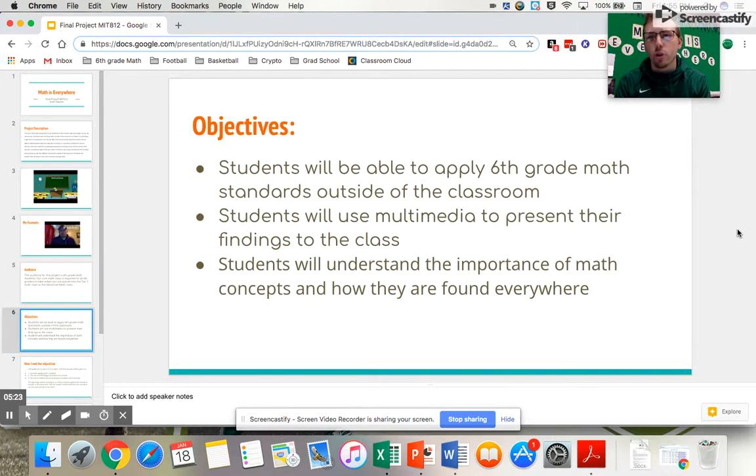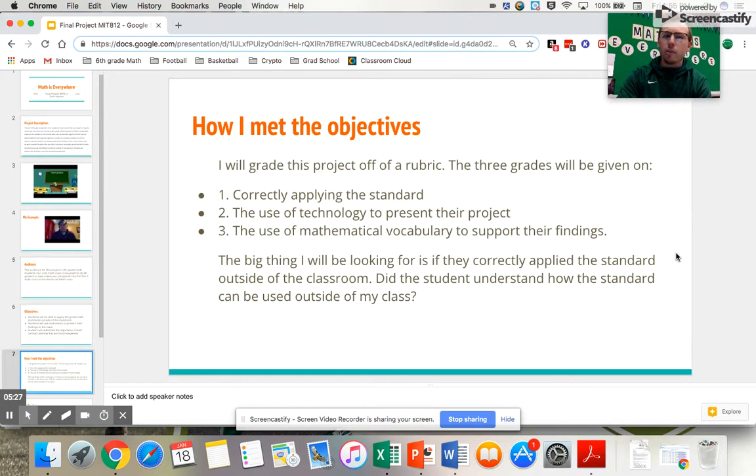Now I want you to go and show me how I met the objectives. I'm going to grade this project off of a rubric. The 3 major grades will be given on correctly applying the standard and the use of technology to present their projects. So did they use Google Slides or create a Powtoon? If they're interested in that, then I'll show them that.